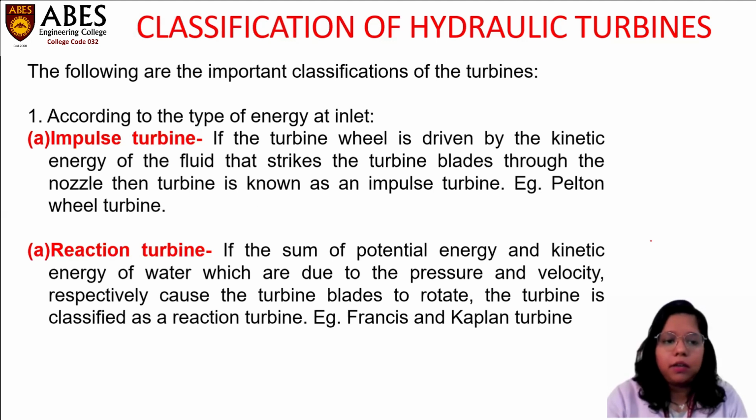The another one is reaction turbine. The energy at the inlet used is the sum of the potential energy and kinetic energy of water. It means the potential energy and kinetic energy both are used at the inlet of the turbine, which are due to pressure and velocity respectively. This causes the turbine blades to rotate. These type of turbines are called reaction turbine. The examples are Francis turbine and Kaplan turbine.